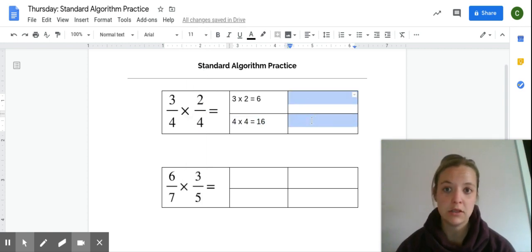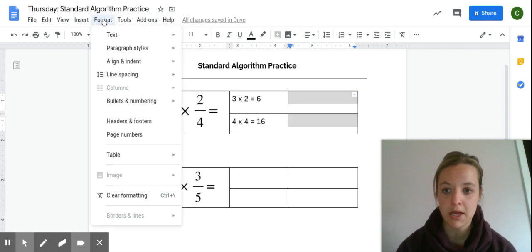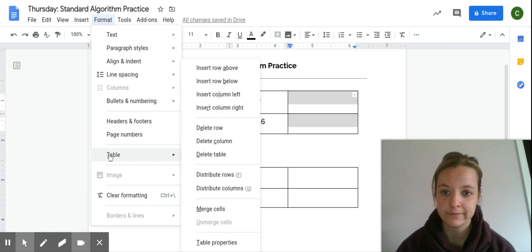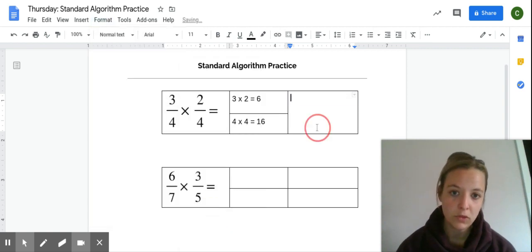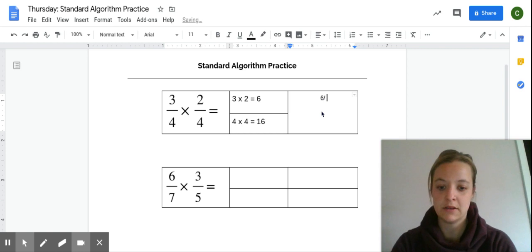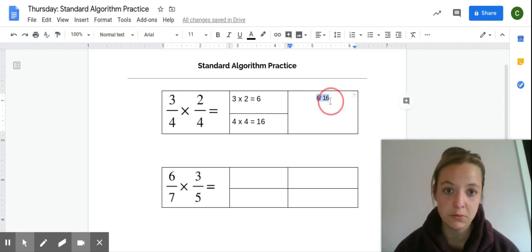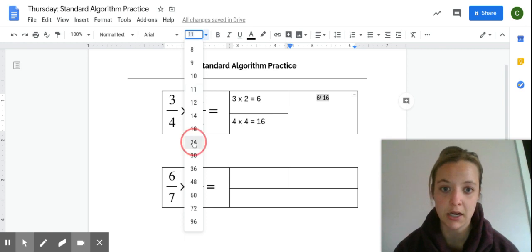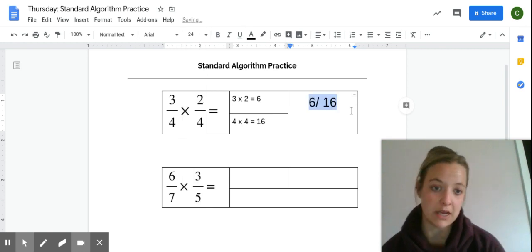So when I go format, tools, table, merge cells, and type in my answer here, my answer is going to be 6 16ths. My numerator is 3 times 2, and my denominator is 4 times 4.